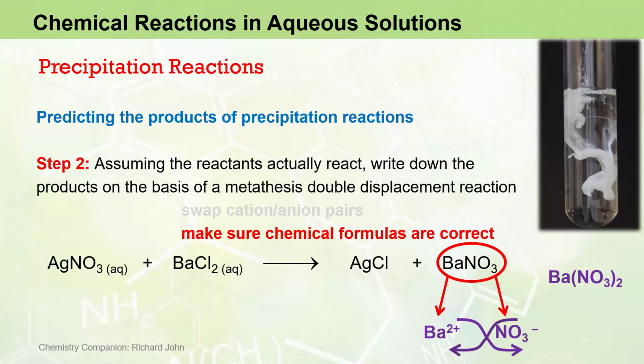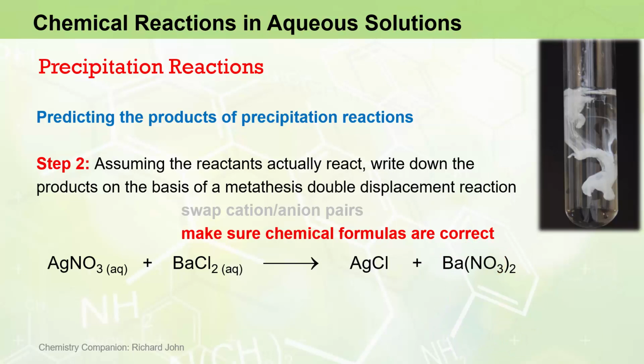And you will recall we insert the brackets around the polyatomic nitrate ion when we have more than one polyatomic ion in a chemical formula. So we need to make sure we make that correction and ensure that we have the correct chemical formula for barium nitrate.